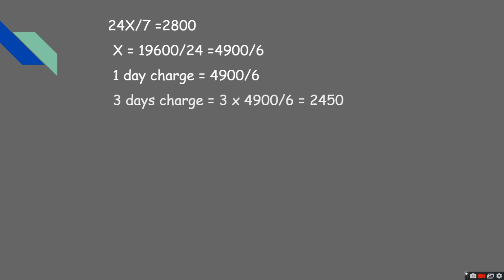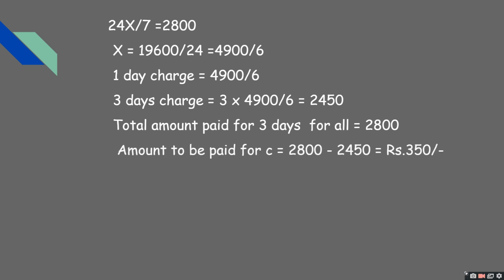3 days' charges are 3 into 4900 by 6, which gives 2450 rupees. The total amount paid for the work is 2800 rupees. So, we have to calculate the amount to be paid to C, that equals 2800 minus 2450, which gives 350 rupees.